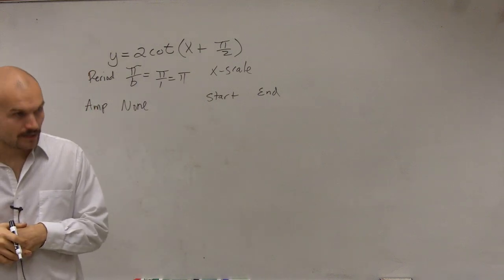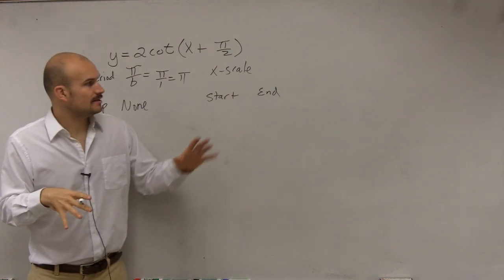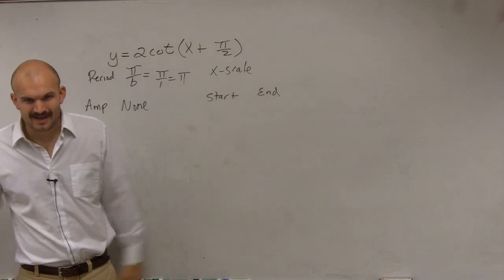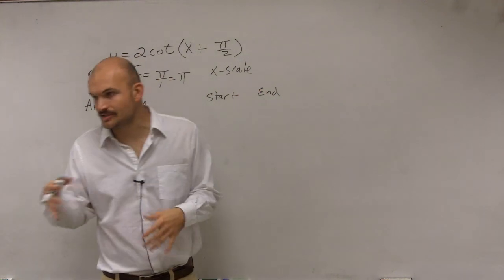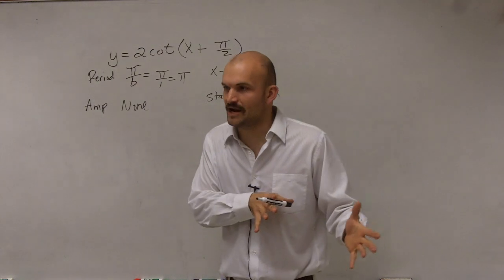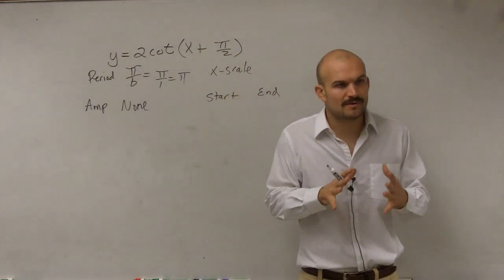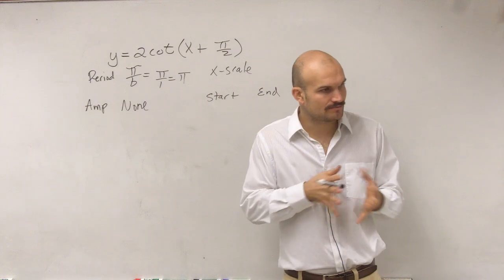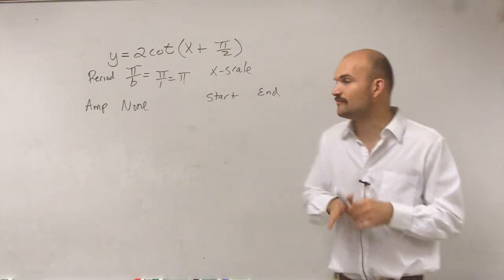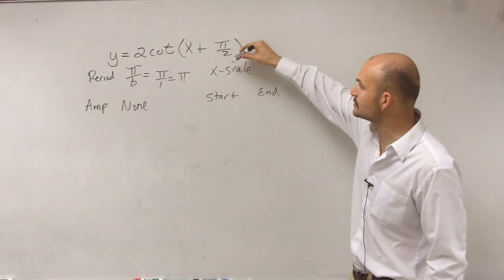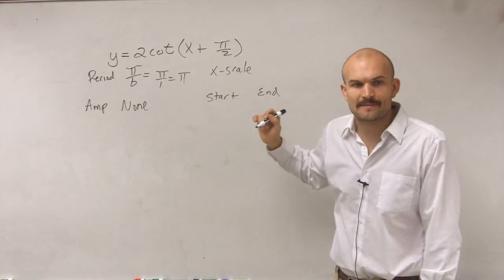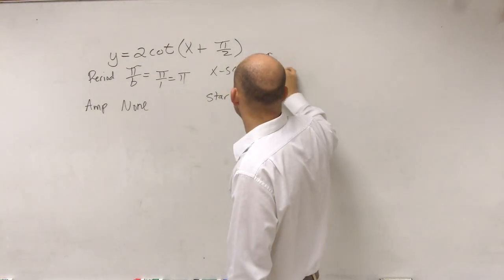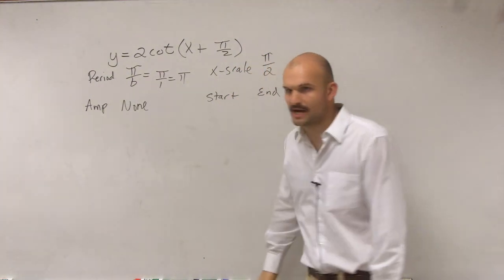Now, previously, to find the x scale, you could take the period divided by 4. And you still can do that, and there's a really good reason why you'd want to divide by 4. However, I'm not going to teach it that way. I just want to teach you a shorter way. We're not going to get into the full graph. So take your period and just divide it by 2 rather than 4. So pi divided by 2, which in this case is just pi halves.